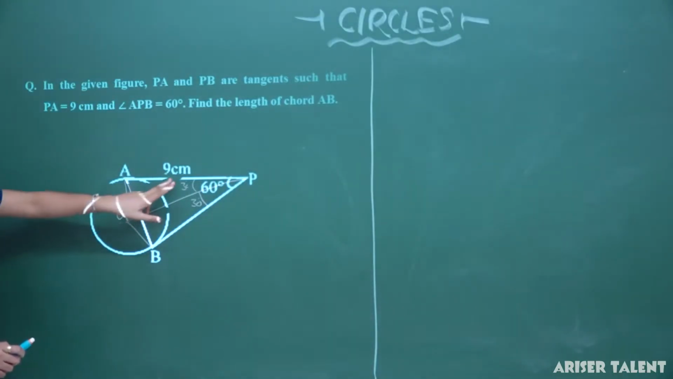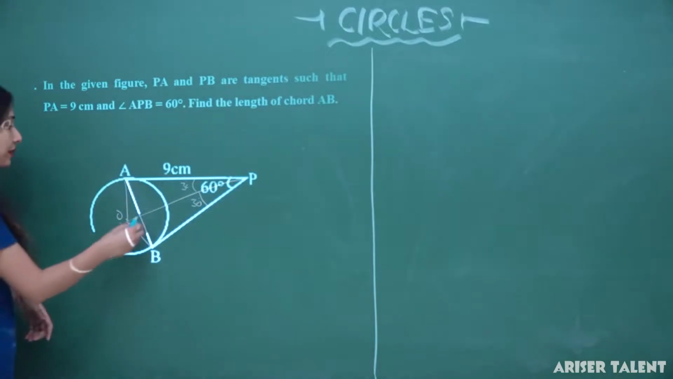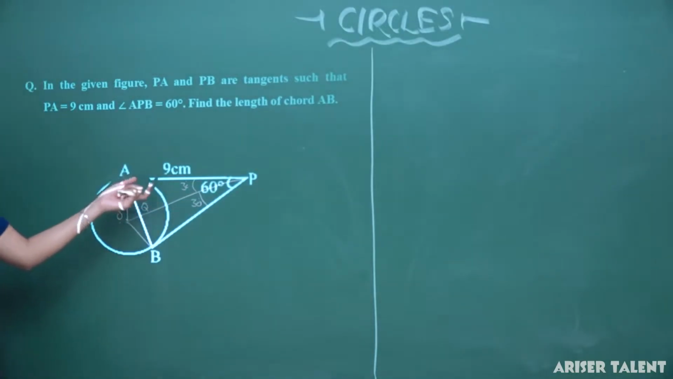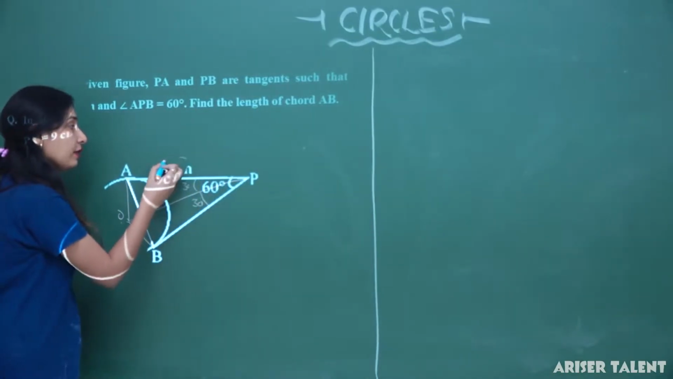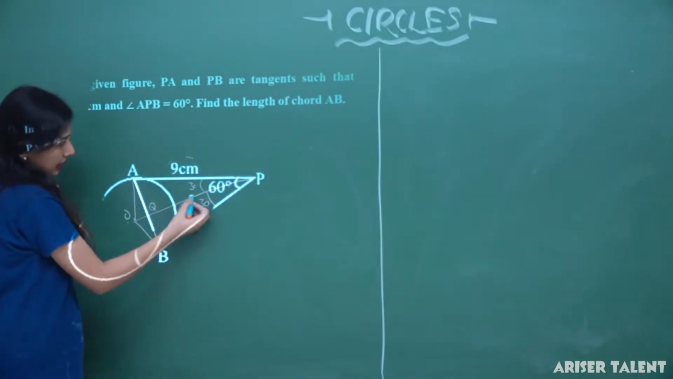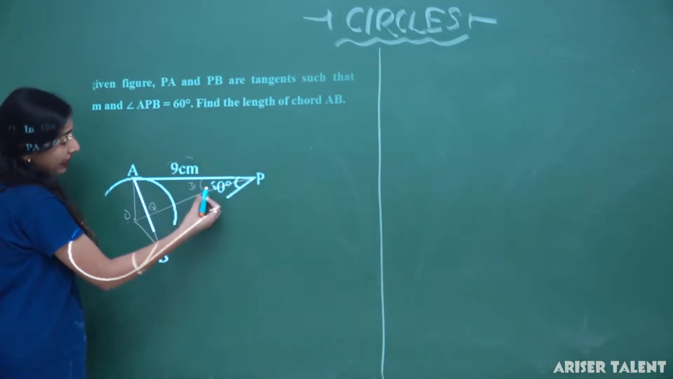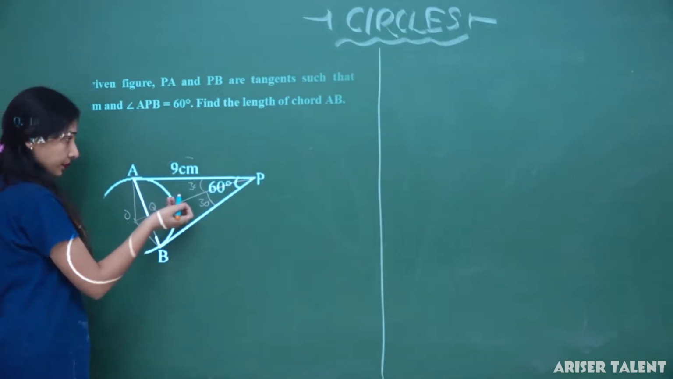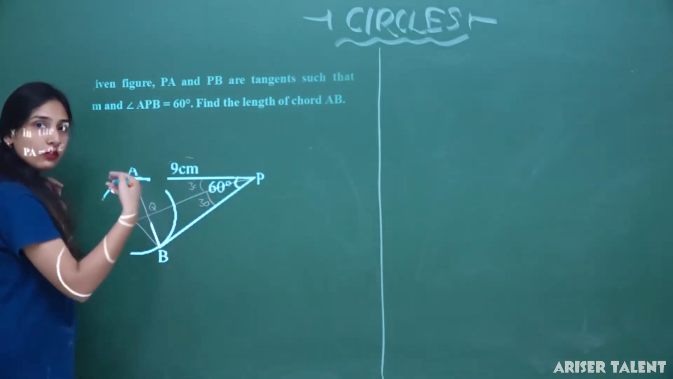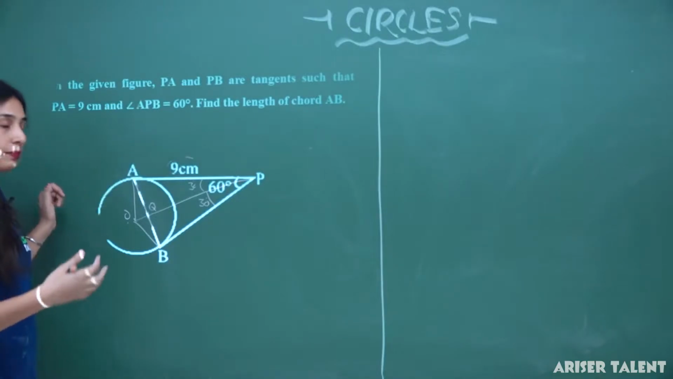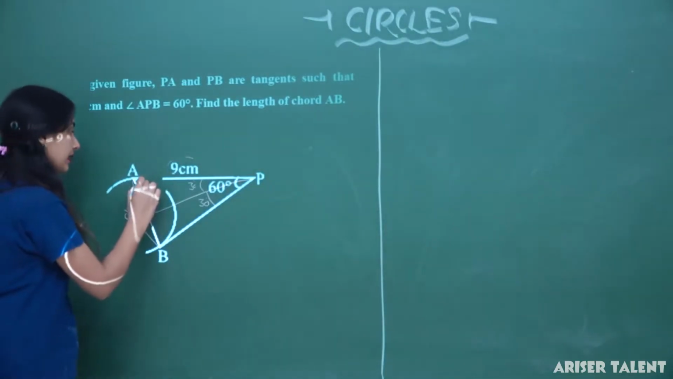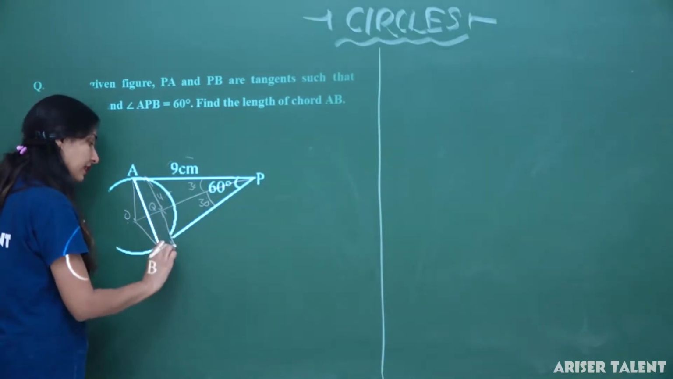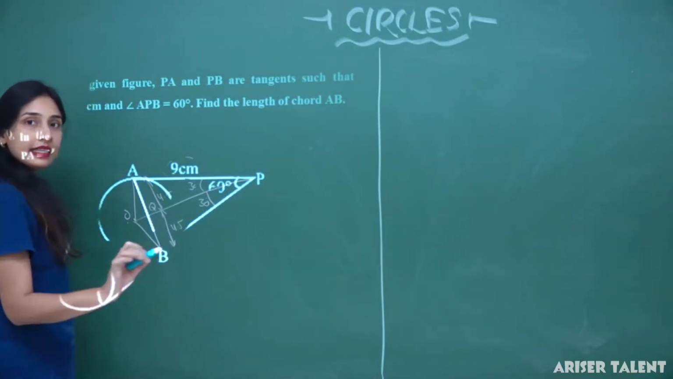So in the first case, you can have this right angle triangle, name it Q here. In triangle AQP, sine 30 degrees will be equal to perpendicular upon hypotenuse. So AQ upon 9 centimeter equals sine 30 degrees, which is 1/2. From there you will get AQ as 4.5, and similarly this will be 4.5. So AB will be 9 centimeter for sure.